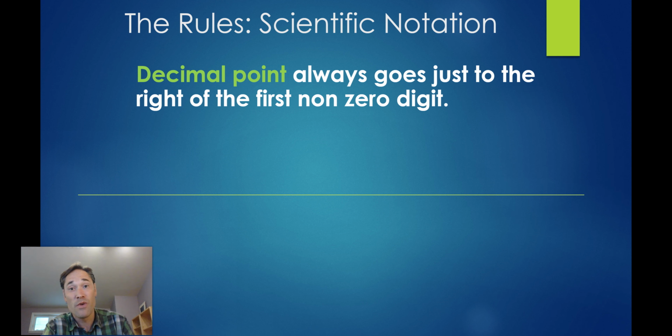And I'm going to point that out quite a lot, but that's an important thing to either write down or internalize. What does that mean? The decimal point always goes just to the right of the first non-zero digit. And that's only if you're reading from the left, which we do in English and in the Arabic numbers that we use.